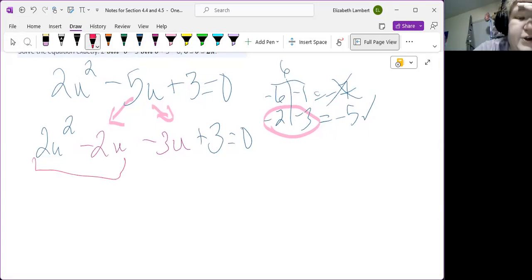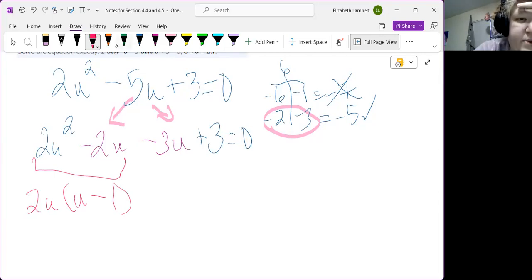Right, now focus on our first two, 2u squared and 2u. They both have twos, they both have u's. So 2u times another u gets back to 2u squared. 2u, I got that whole thing, times what gets me back to minus 2u? A minus 1. All right, and then we're going to hope to see the same u minus 1 over here.